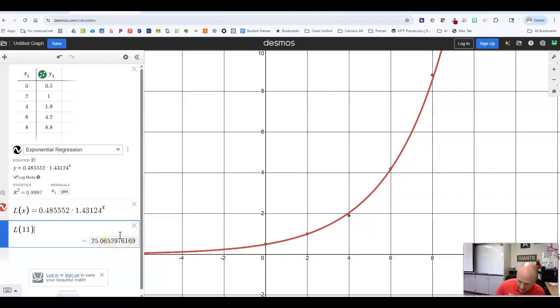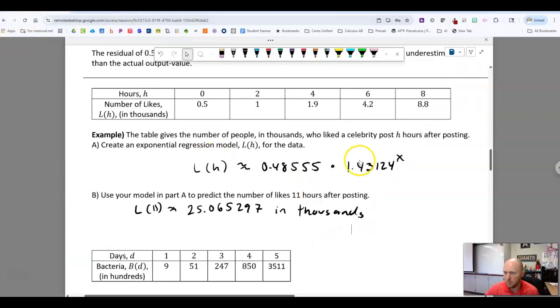So L of 11 is 25.065297. And it's important to note that this is in thousands. In thousands, according to our prompt here, right? Okay, so there you go.